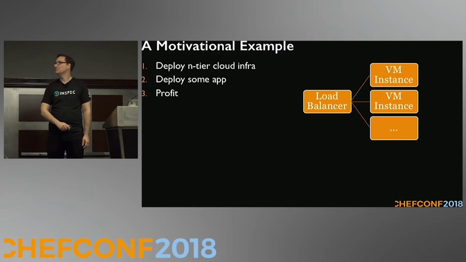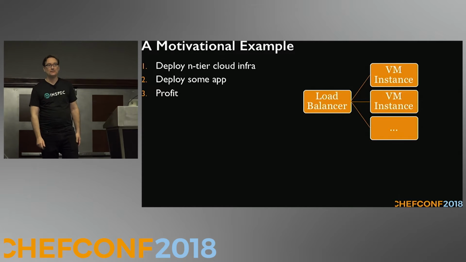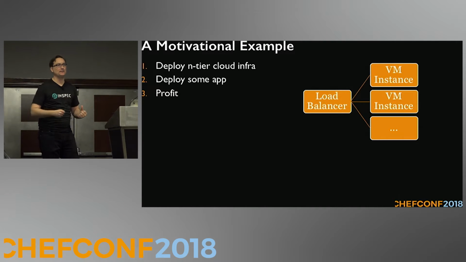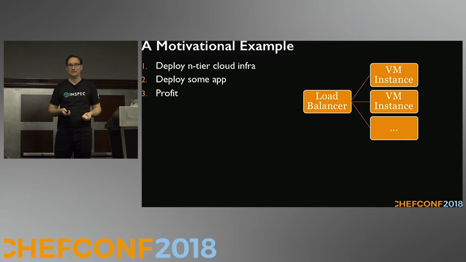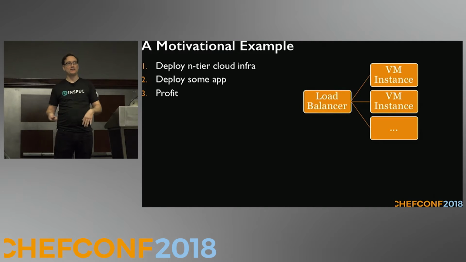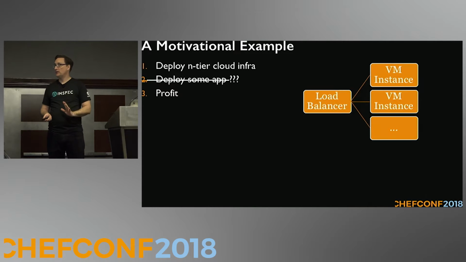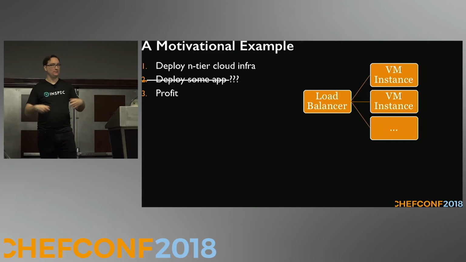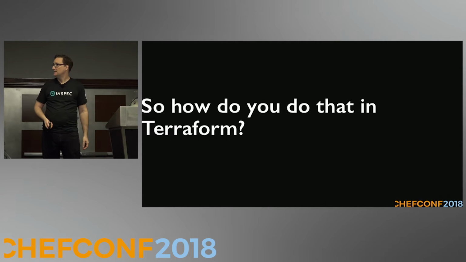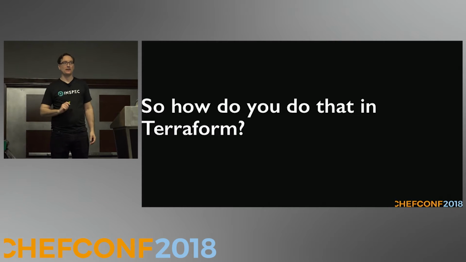All right. A motivational example. So I'm just going to say we've got a little bit of infrastructure here. It's in tier, meaning that there's a load balancer in front of an instance. That's about it. It's going to deploy some application, and then we're going to profit and make a lot of money, have an exit strategy, move on to the next big thing, sell shoes or something, who knows. Except we're not actually going to deploy any application, because that would reveal all the secret sauce about how to make the profit. Right? So how do you do just that part in Terraform?